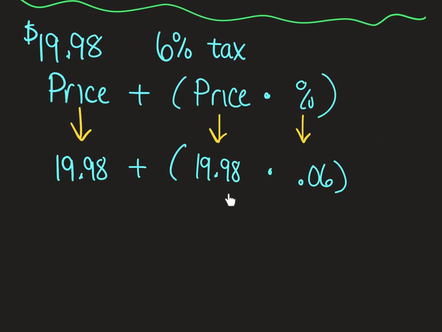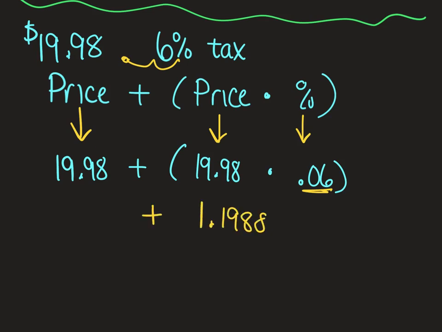Here's the work that I want to see on your paper. The price is $19.98 plus parentheses, because I want to make sure I'm doing this first, although in order of operations, I would do it first anyway. Price times the percent as a decimal. I can't just multiply it by 6, I have to multiply it by 0.06. Remember that you hop backwards 2 times because percents are out of 100, so you go backwards twice, and that becomes 0.06.